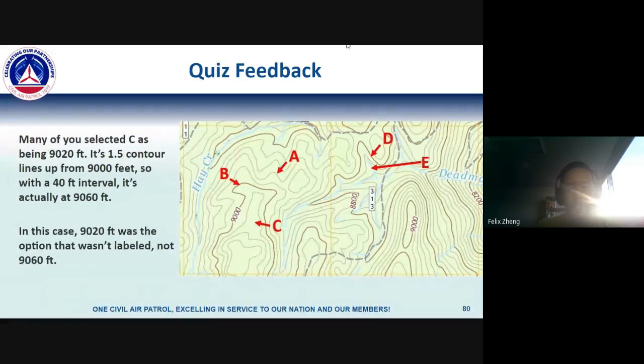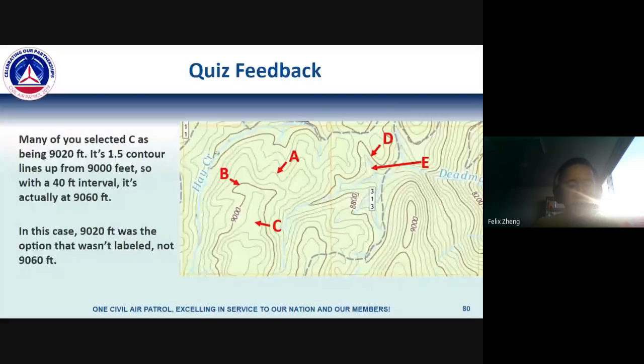So a couple things. That was the last task of the day, and we'll just go over some quiz feedback from all the week 3 quizzes. One thing that we noted was that many of you missed answers on this terrain or elevation quiz.